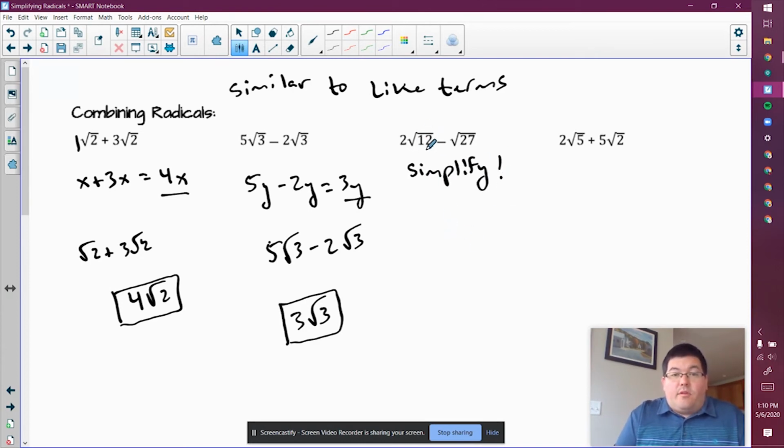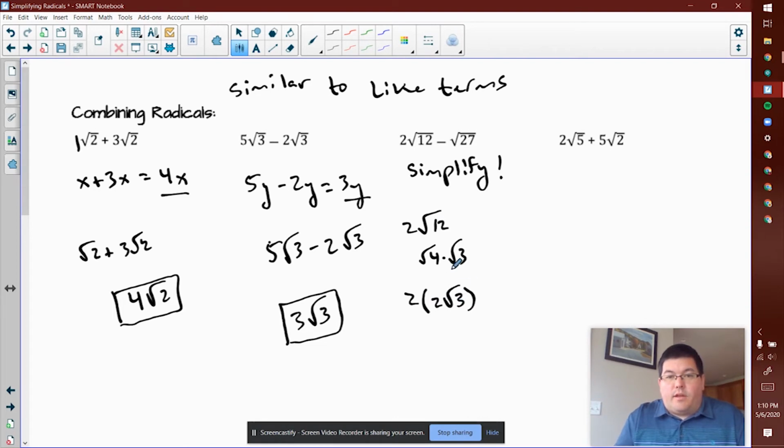Does 12 possess a perfect square factor? What are the factors of 12 that are perfect squares? Well, the square root of 12 is the square root of 4 times the square root of 3, which would be 2 rad 3. Don't forget about this 2 out in front. That becomes 2 times 2, or 4 rad 3.